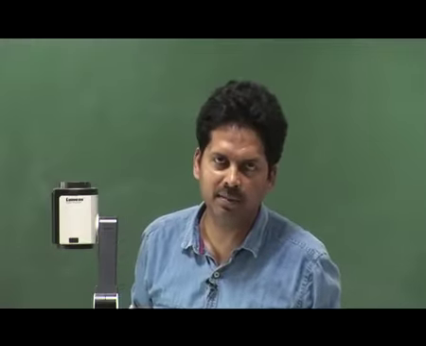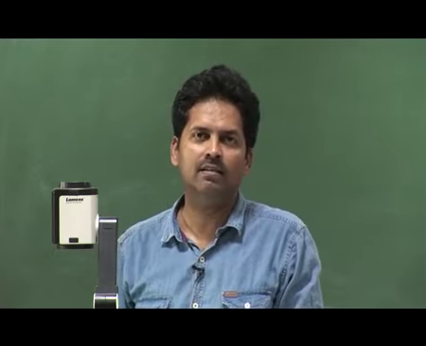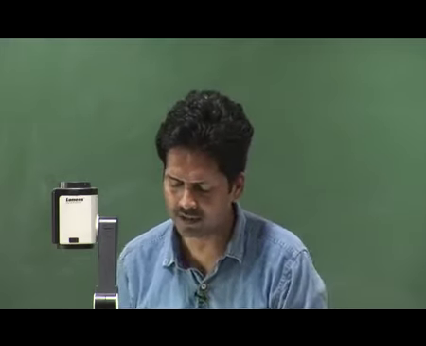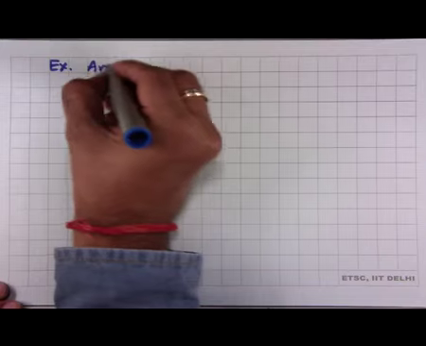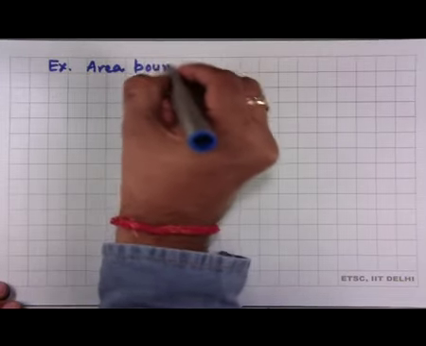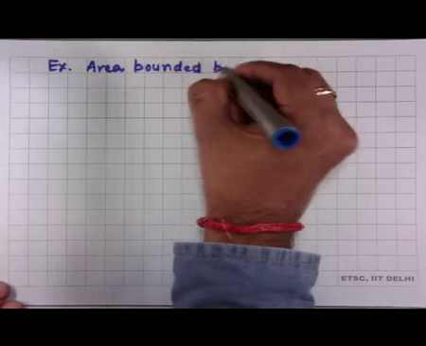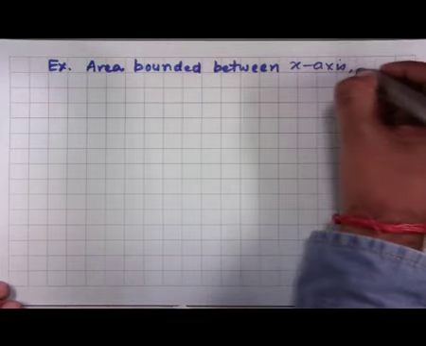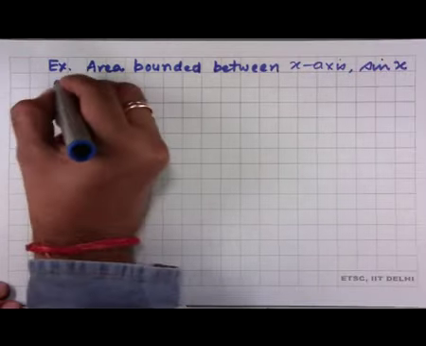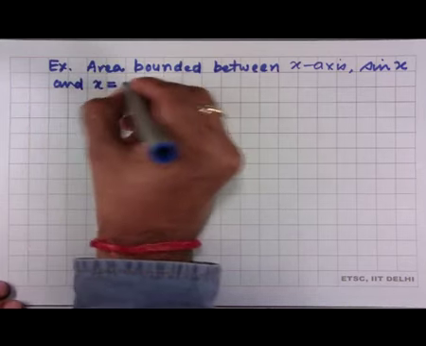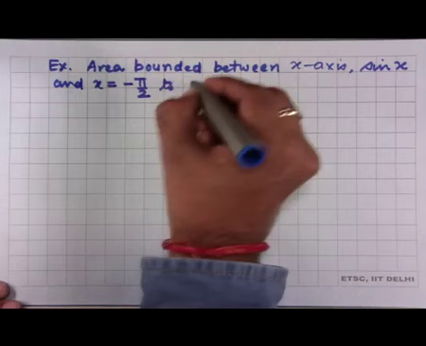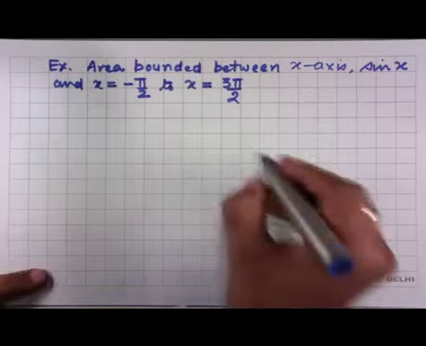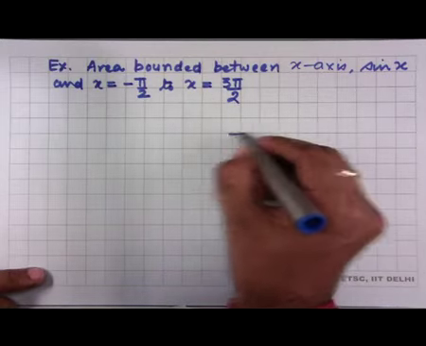Now, let us take another simple example of a function which changes its sign and lies above and below the x axis and see how the area can be computed. Let us take a simple example. Find out the area bounded between the x axis, sin x, and x equals to minus pi by 2 to x equals to 3 pi by 2. So, let us draw the curves.